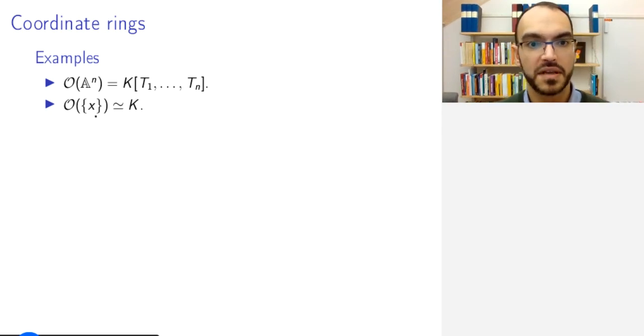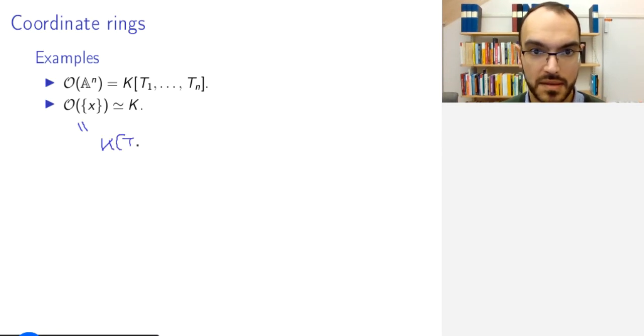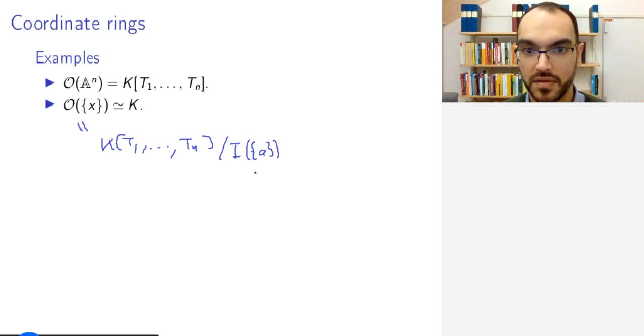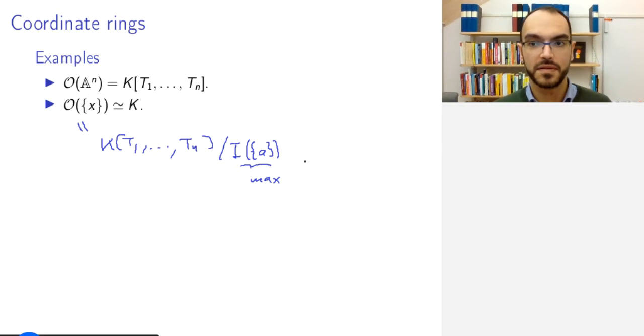The coordinate ring of a point is isomorphic to the field itself. Why is that? By definition this is K[T1, ..., Tn] modulo the vanishing ideal of a point, and this is a maximal ideal. From the fact from algebra that we used to prove the weak Nullstellensatz, we know that this is a finite field extension of K, but since K is algebraically closed, this is isomorphic to K.